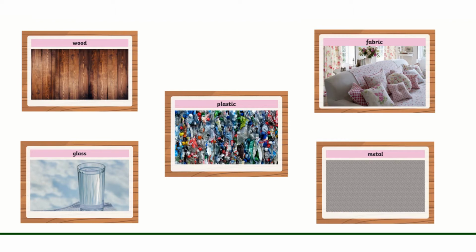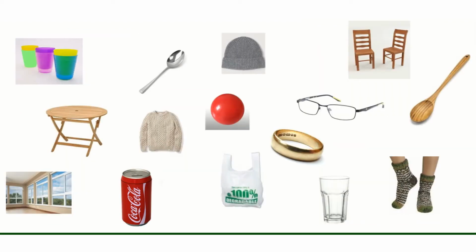Can you remember in our first lesson on materials, we talked about different materials such as wood, glass, plastic, fabric, and metal. Here are some objects made out of those materials.